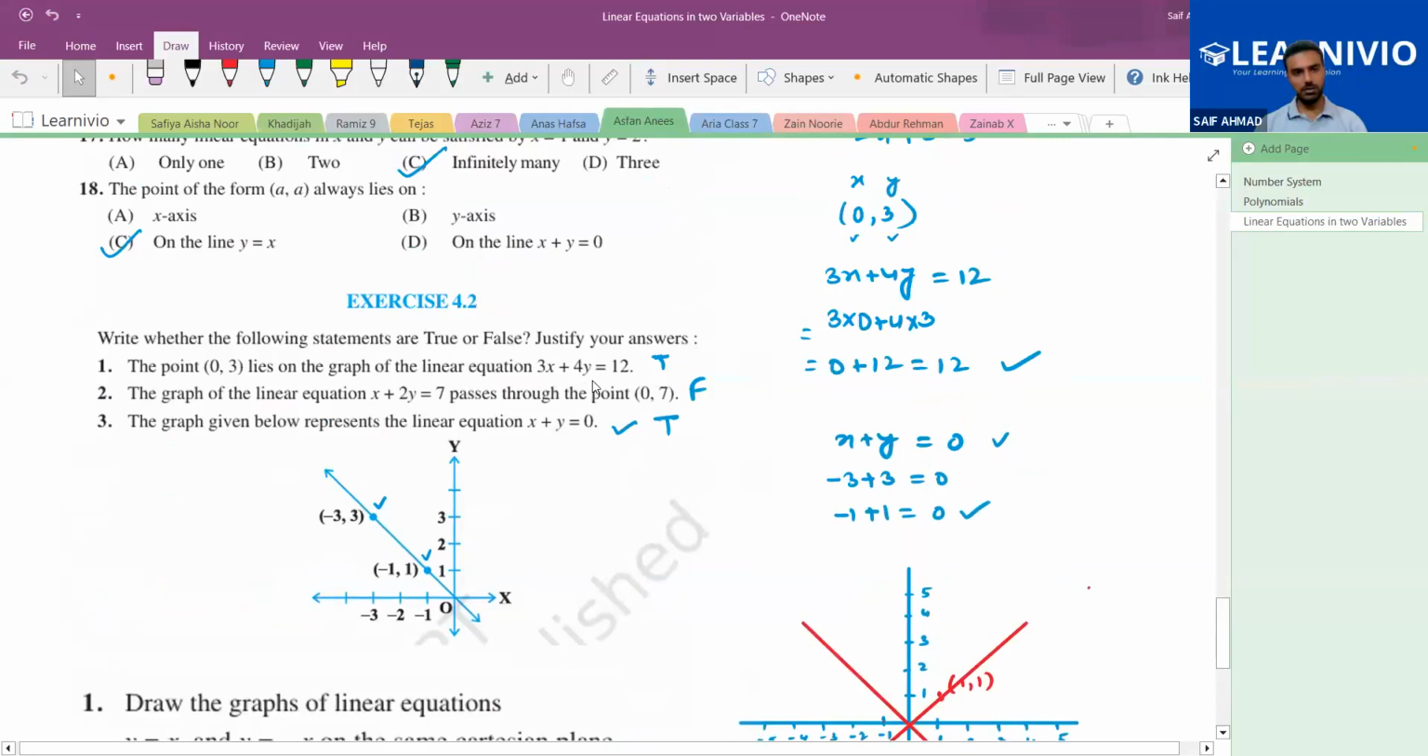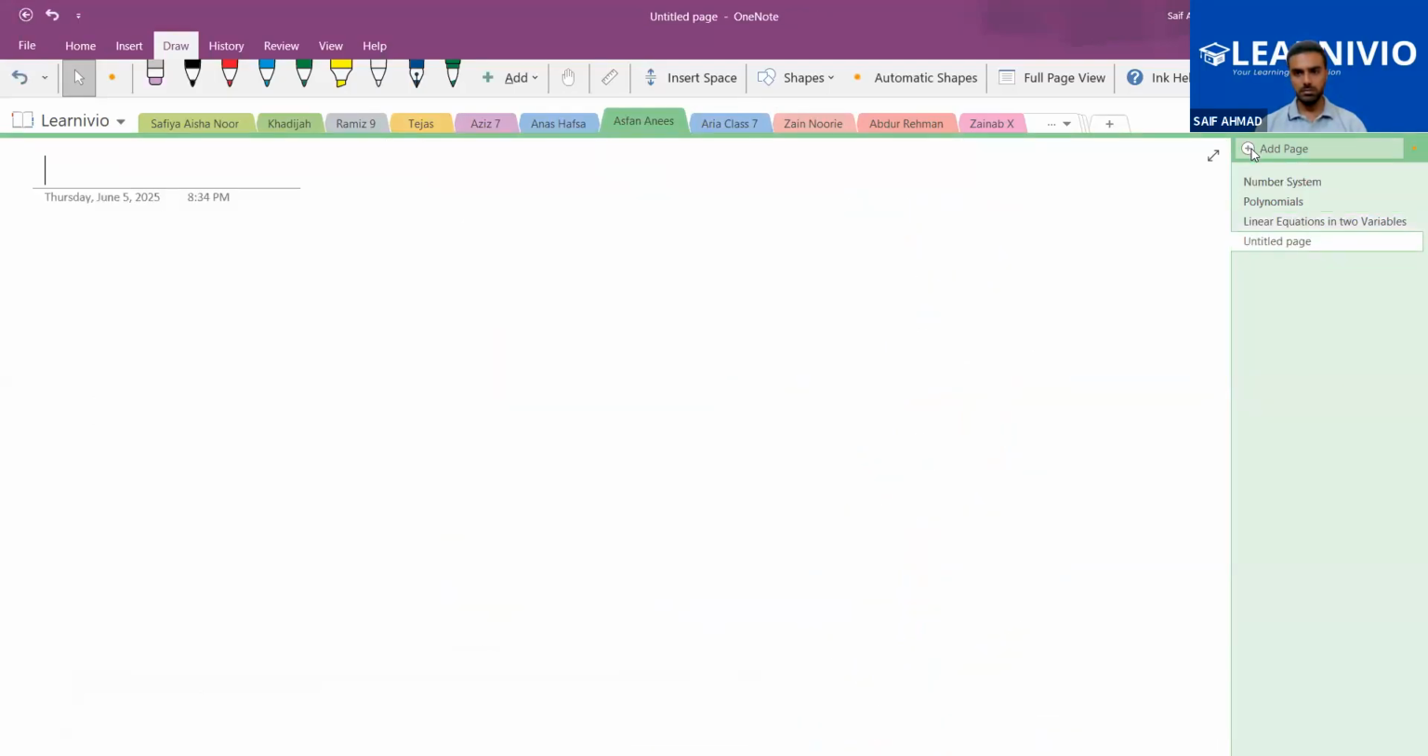So we have completed this chapter. Aswan? Yes, sir. Okay. Which chapter do we have to start now? We have to start coordinate geometry.